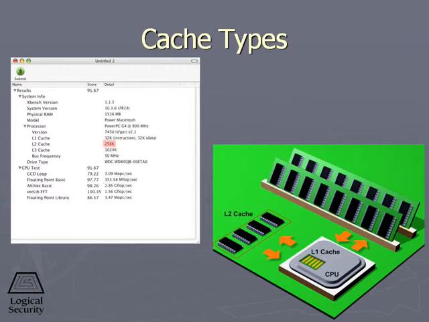Then we have level 2 cache. As we see in the diagram, level 2 cache is located very close electrically and physically to the CPU, but is not actually part of the CPU. It's generally mounted on the motherboard very close to the CPU. Again, we're talking nanosecond technology, a few nanoseconds to access level 2 cache.